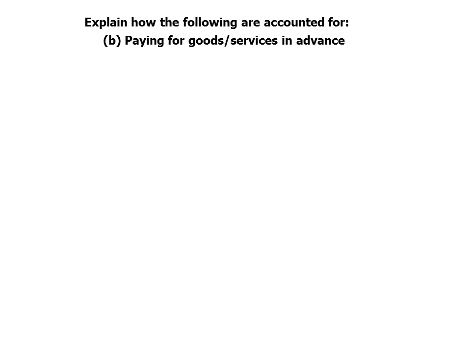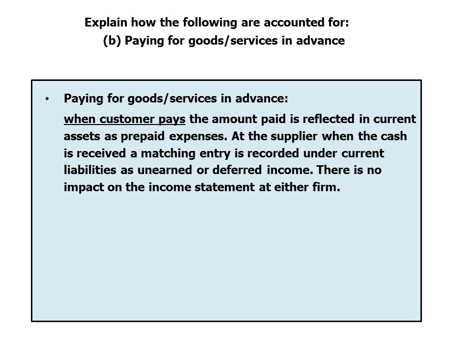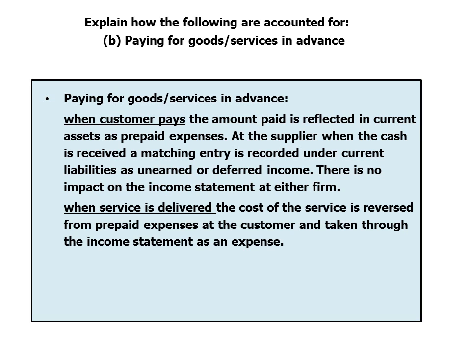Explaining how the following are accounted for: paying for goods or services in advance. When the customer actually pays, the amount paid is reflected as a current asset under prepaid expenses or prepayments. At the supplier, when the cash is received, a matching entry is recorded under current liabilities as unearned or deferred income. There's no impact at this stage on the income statement at either firm.